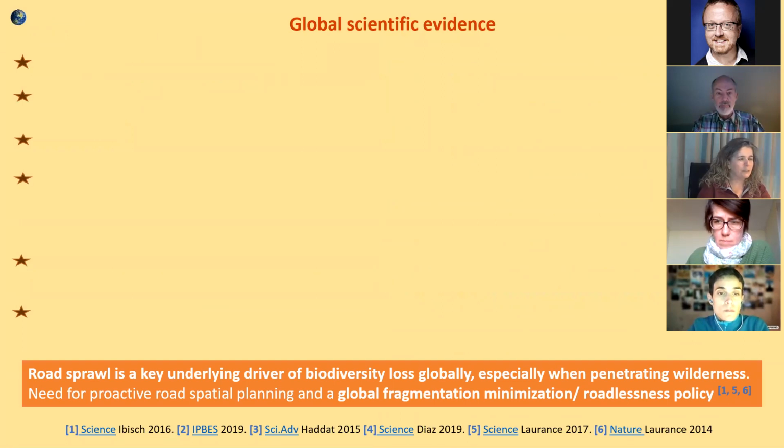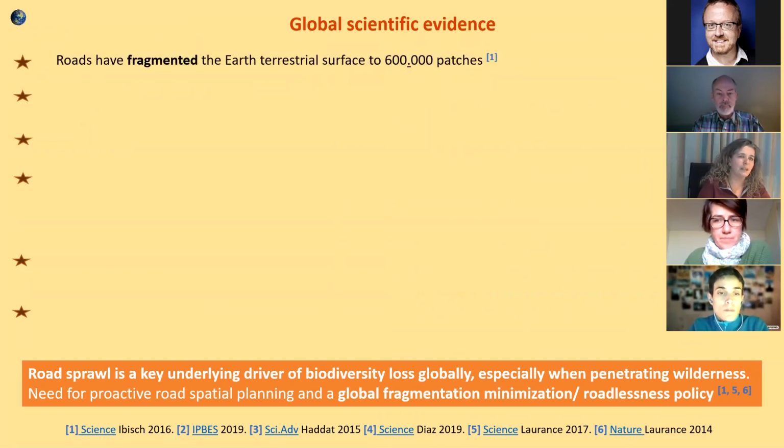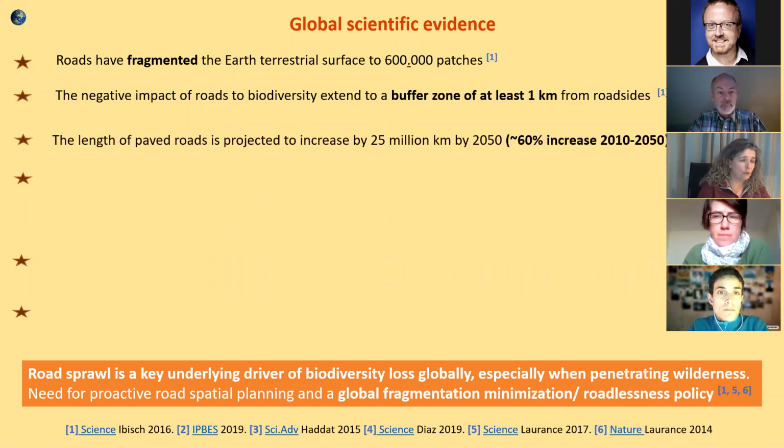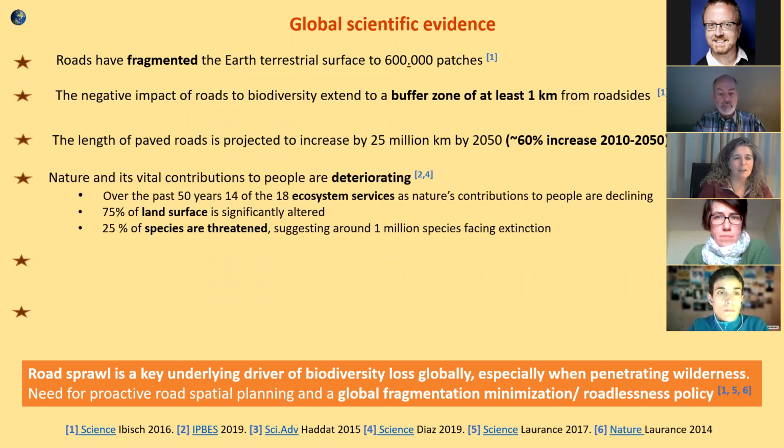Global scientific evidence, it's a lot of literature, of course, but some highlights. Roads have fragmented the Earth's terrestrial surface into over 600,000 patches. The negative impact of roads on biodiversity extends to a buffer zone of at least 1 kilometer. The length of paved roads is going to increase by 60% by the end of 2050. It's really a lot. And it's not by coincidence that this explosive era of infrastructure expansion in human history coincides with the biodiversity crisis and climate crisis.